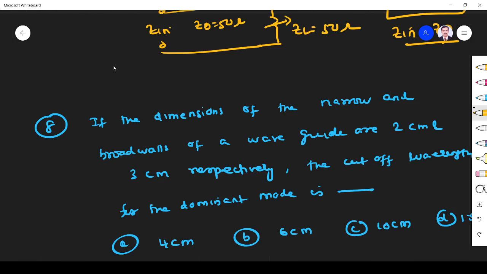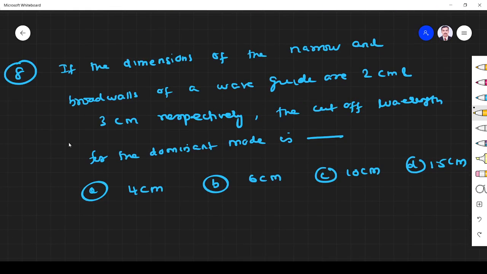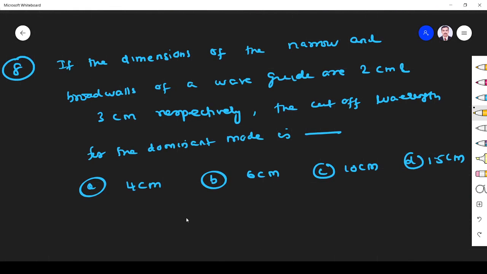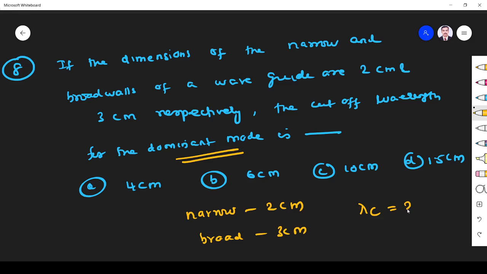Next one. If the dimensions of the narrow and broad walls of a waveguide are 2 cm and 3 cm, narrow wall dimension is 2 cm, broad wall 3 cm. What is the cutoff wavelength? Cutoff wavelength for dominant mode is 2 times the dimension of the broad wall. So it is 2 into 3, 6 cm. Fine. So the answer is option B.